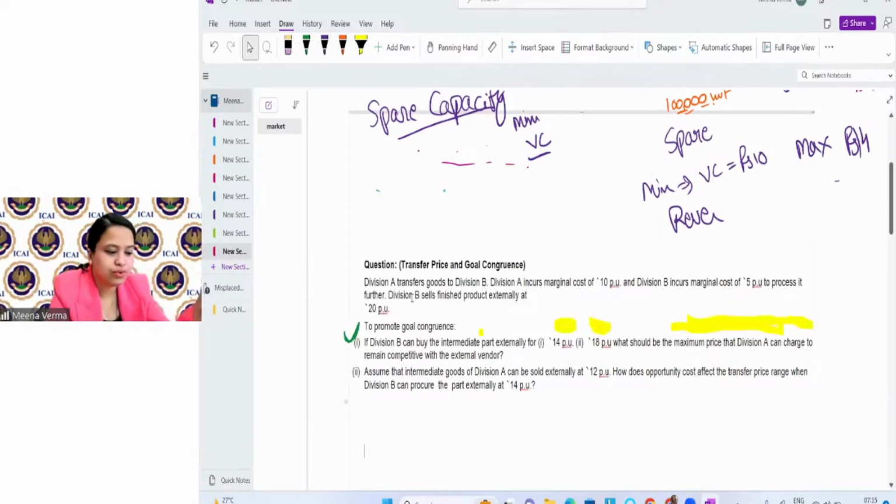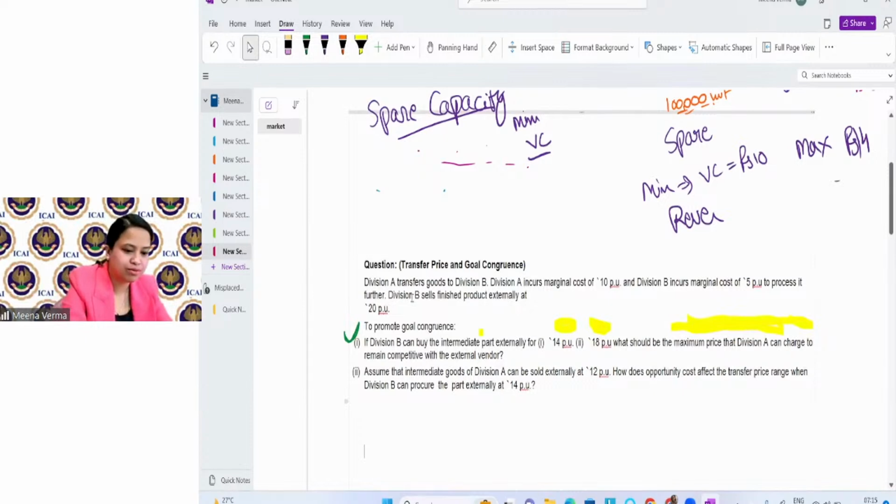So we can say there will be a range. The minimum price that they will charge will be rupees 10 and the maximum they can pay is rupees 14. I told you, negotiation will happen between both the departments. The minimum expectation of division A is 10 and the maximum amount which division B is willing to pay is rupees 14. So they will decide the price somewhere in between. I hope you remember we discussed this in the last session.